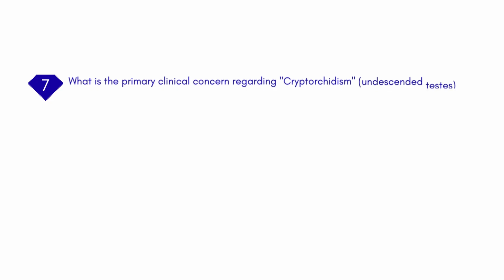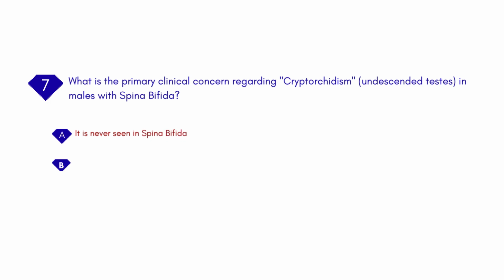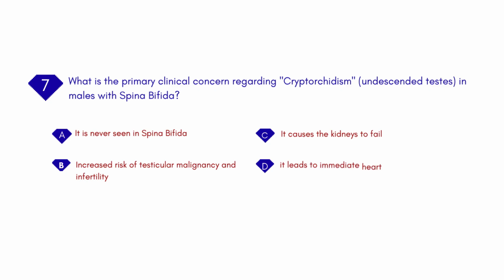What is the primary clinical concern regarding cryptorchidism, undescended testes, in males with spina bifida? A. It is never seen in spina bifida. B. Increased risk of testicular malignancy and infertility. C. It causes the kidneys to fail. D. It leads to immediate heart failure. Answer, B. Increased risk of testicular malignancy and infertility.